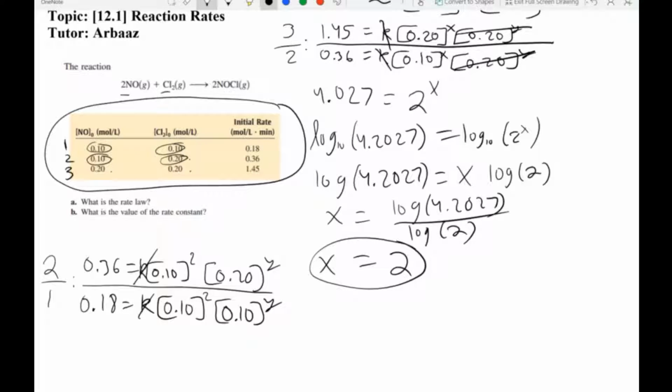So the rate constants cancel, and the NO concentrations cancel. And so what we get for this ratio, 0.36 divided by 0.18 is 2, equals 0.2 divided by 0.1 is 2 to the y. So this case is very simple.